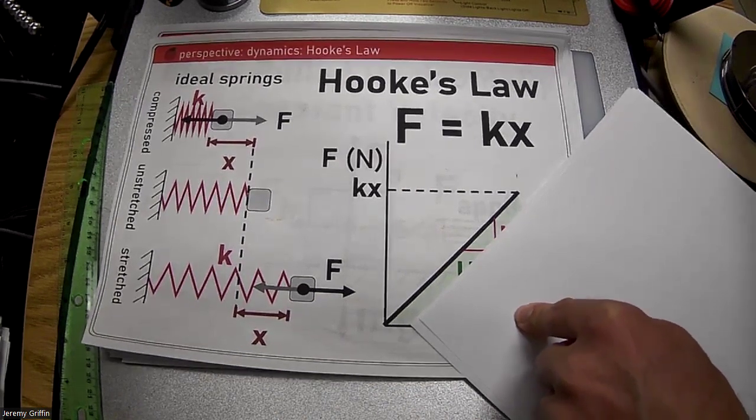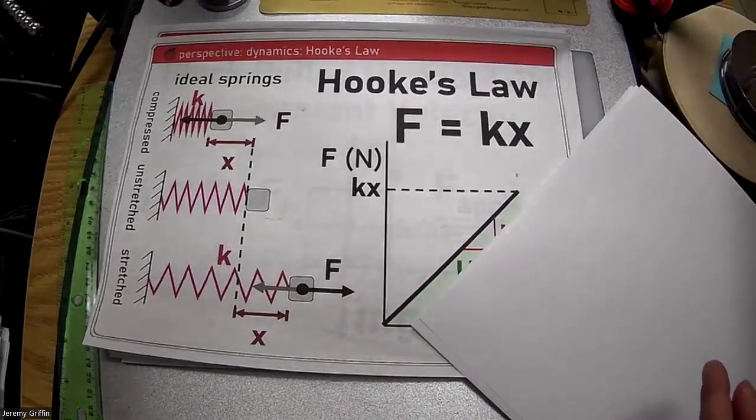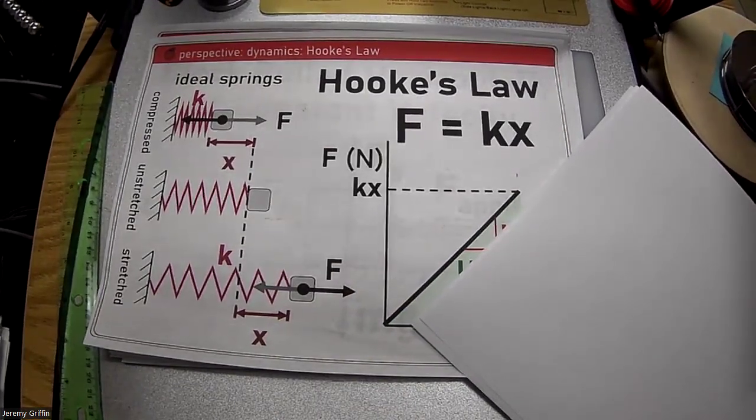Yeah, so you could say work done to compress or stretch the spring, which would also be equivalent to the spring energy stored, and so the elastic spring potential energy. And guys, what's the formula for elastic spring potential energy?